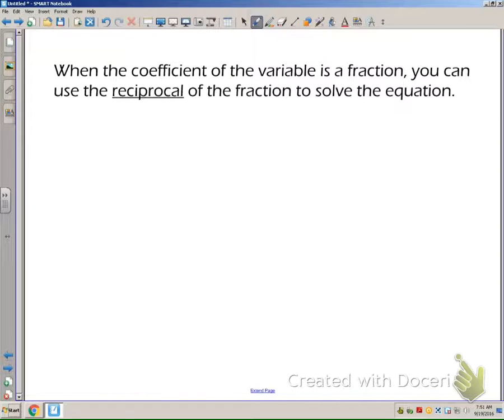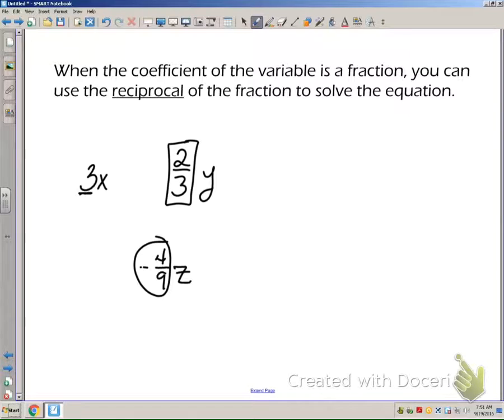Okay, sometimes you're going to have problems where the coefficient of the variable is a fraction. Remember, the coefficient is just the number in front of the variable. So this coefficient is 3. If I have 2/3 y, this is my coefficient. If I have negative 4/9 z, the coefficient is always the number in front of the variable. So each one of these is the coefficient.